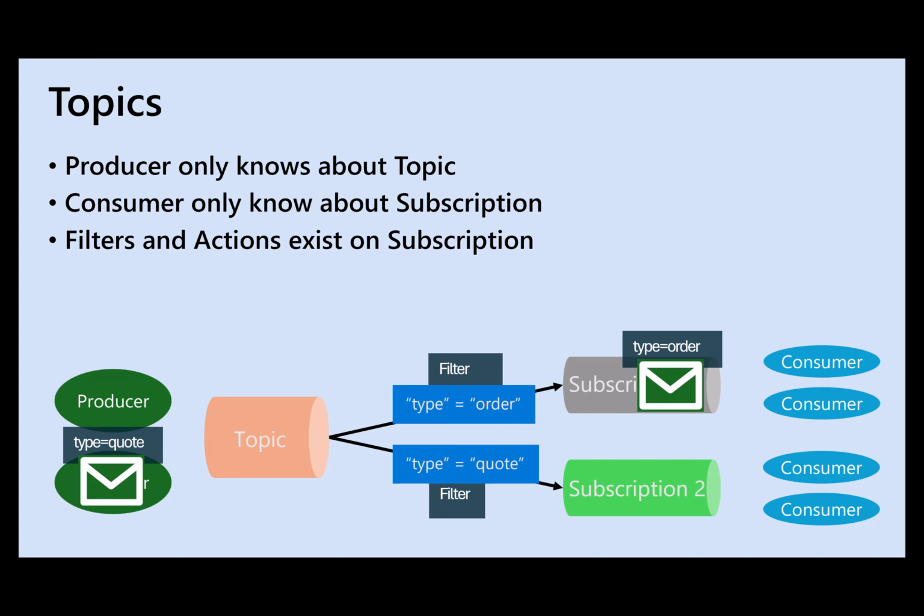Now let's send in another message which is of type quote. This will follow the same process, where the producer sends it to the topic and receives an acknowledgement. The topic will apply its filter and is going to see that this message has to go to subscription 2. The consumers will receive the messages from their corresponding subscription, either using receive and delete or peek lock mode.